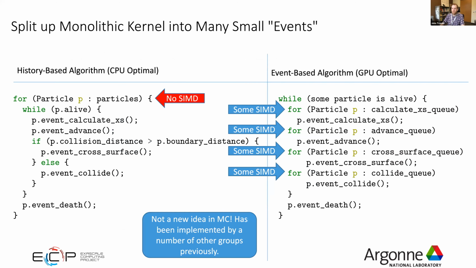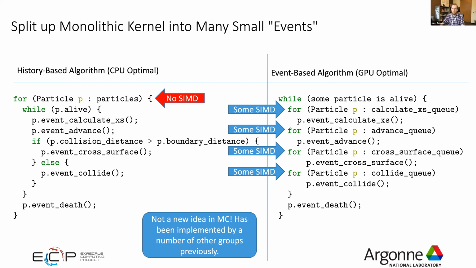This idea of kernel splitting, though, to move to an event-based model, if we do this, we see that if we flip the order of loops in a manner somewhat similar to what Yi was talking about, where you flip the loop ordering, we end up with a serial outer loop, but then many parallel inner loops where there is an opportunity for some vectorization.